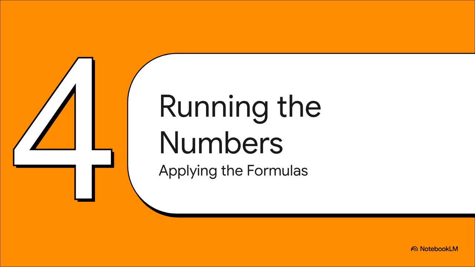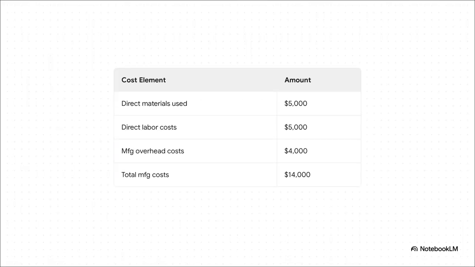Let's see this in action. Section 4, running the numbers. Let's run a quick numerical example. First, we need to calculate our total manufacturing costs. If we combine $5,000 in direct materials used, $5,000 in direct labor costs, and $4,000 in manufacturing overhead, we get $14,000 in total manufacturing costs for the period. Basically, that's $14,000 of costs poured directly into the active production process.